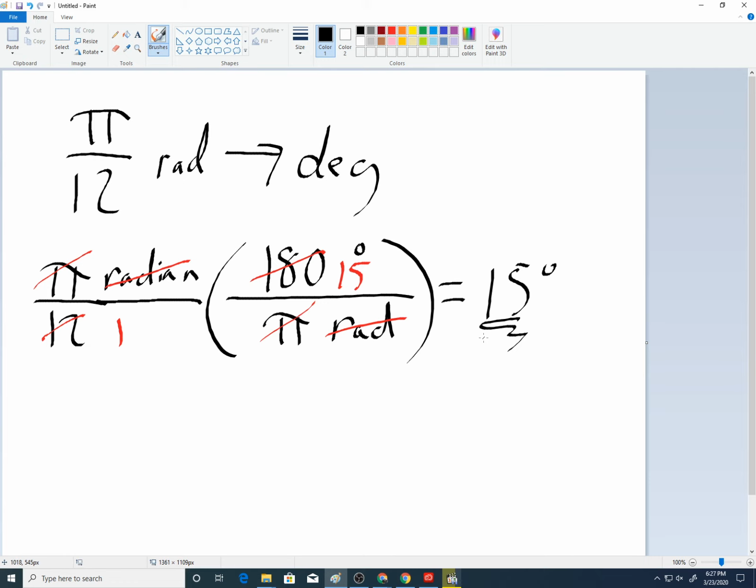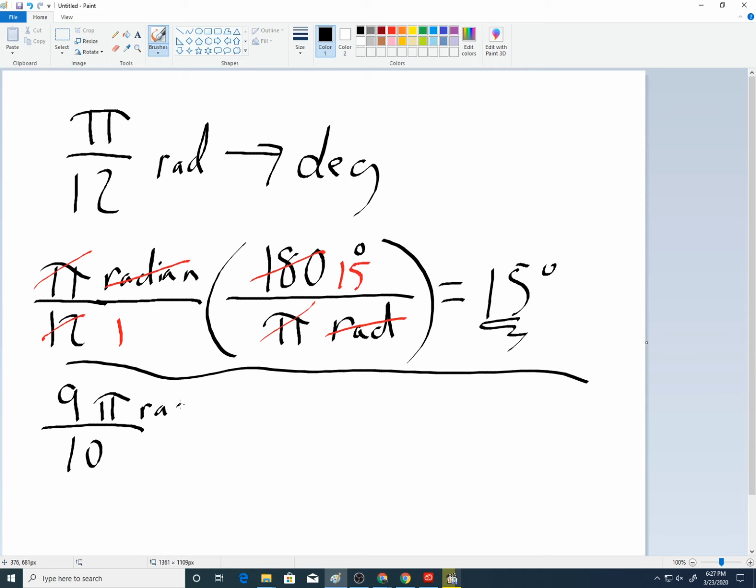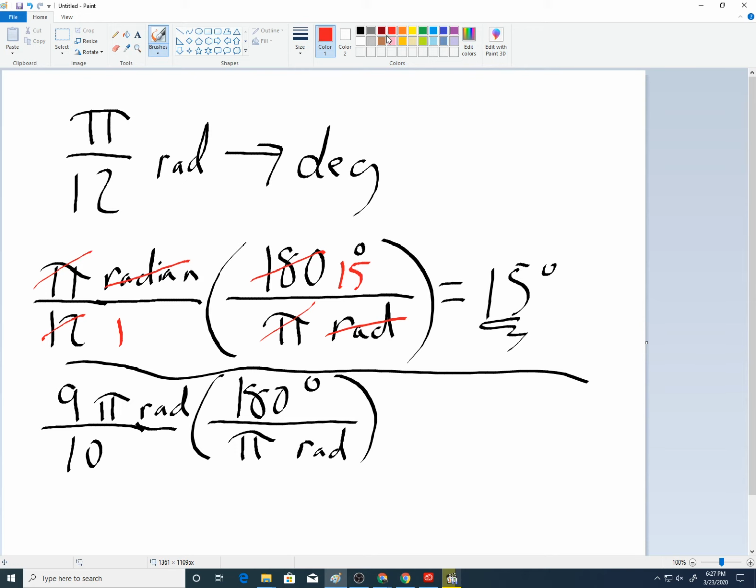I'm going to do just one more for you, and then your assignment will be just to practice these. So for my next problem, I'm going to take 9 pi over 10 radians, and I want to convert that to degrees. So again, radians go on bottom, so my radians will cancel. The unit I want goes on top. After I put in the unit, then I like to put in the numbers that go with them. My favorite part of math is then canceling out as much as I can possibly cancel.